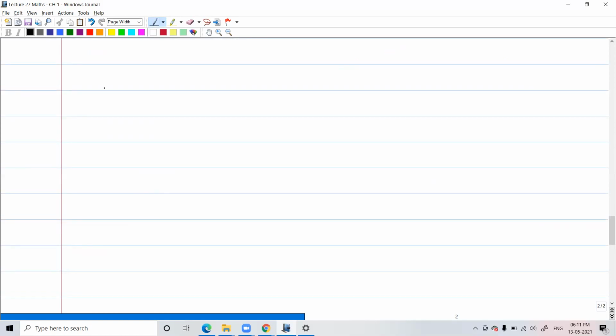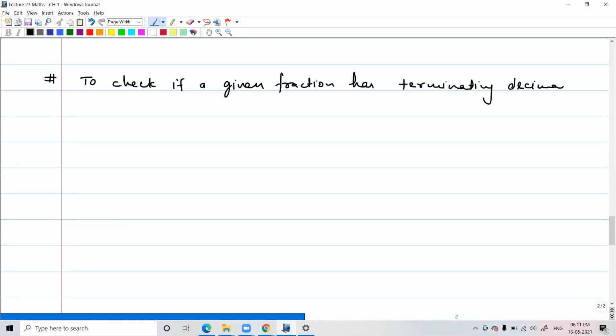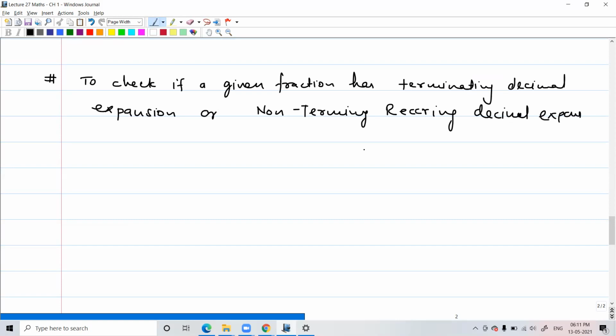So what are we trying to learn right now? We are trying to check if a given fraction has a terminating decimal expansion or a non-terminating recurring decimal expansion. Why did I not include the third type?